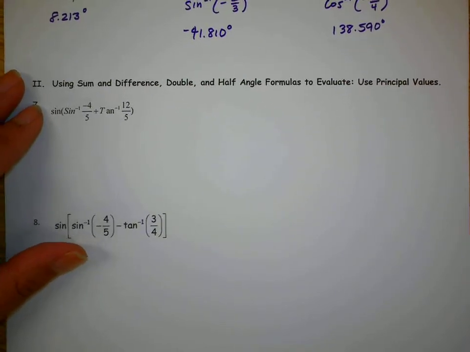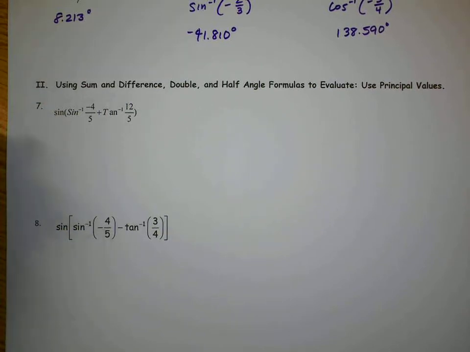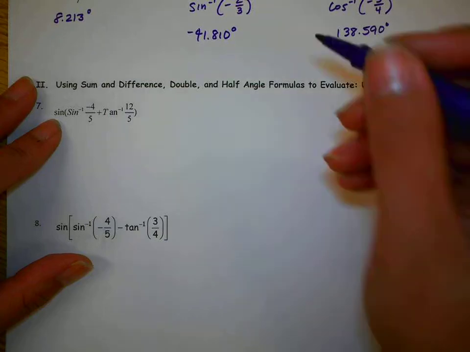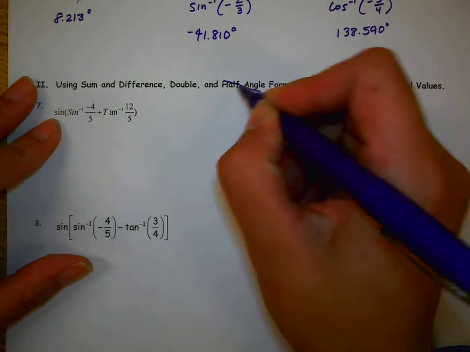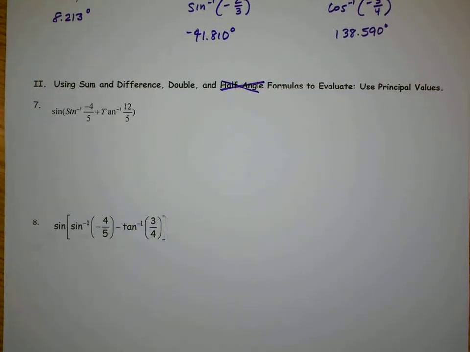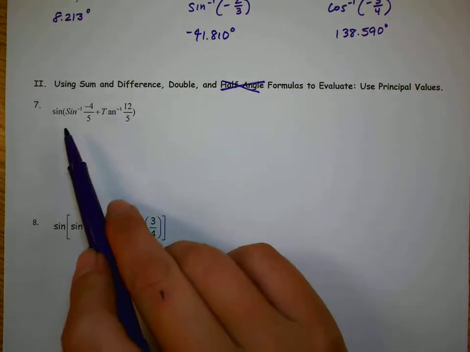Now we're going to use the sum and difference and double angle formulas that we learned from last unit and apply them here. We're going to cross out half angles, so we're not going to do those. For these types of questions, you're going to look at 2 angles, create 2 triangles, and then use sum and difference or double angle formulas to evaluate. So here, we're going to take the sine of all this stuff.